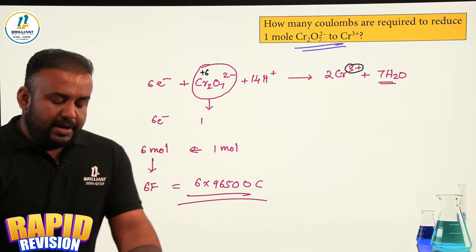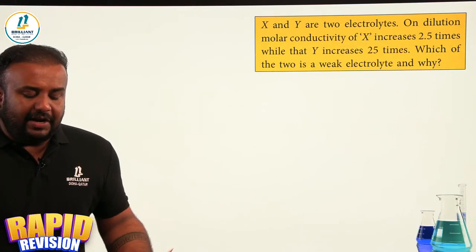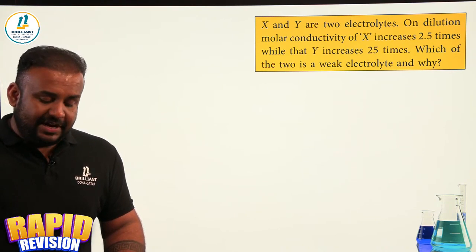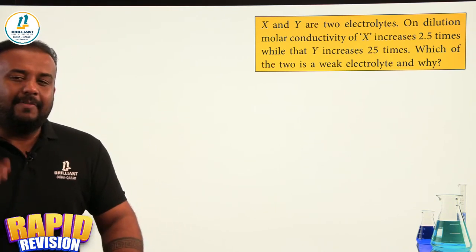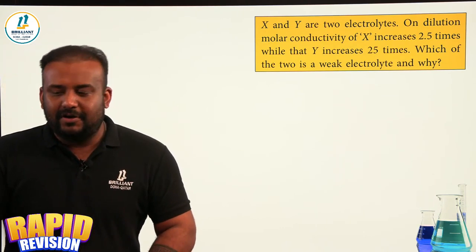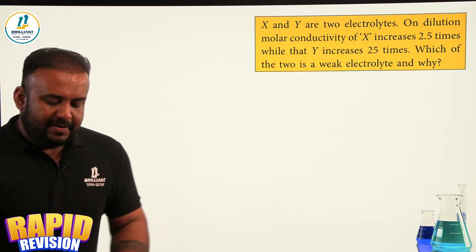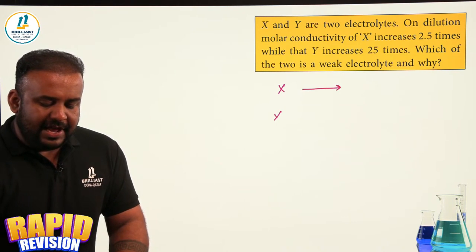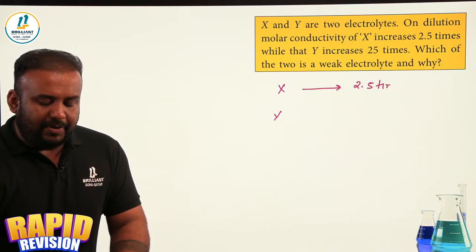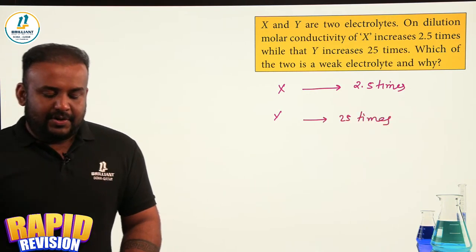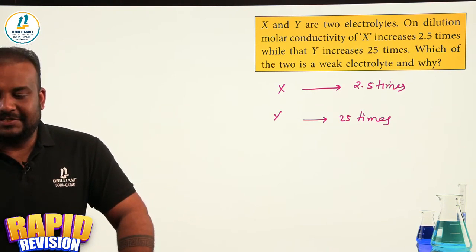Okay, good. Next one. X and Y are two electrolytes. On dilution, molar conductivity of X increases 2.5 times, while that of Y increases 25 times. Which of the two is a weak electrolyte and why? About this I told you, in the variation of conductivity. Come on, who will say the right answer? When I diluted it, X conductivity increased only 2.5 times and Y increased around 25 times. Who is a weak electrolyte?